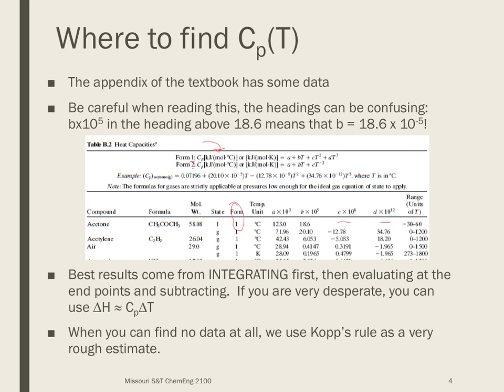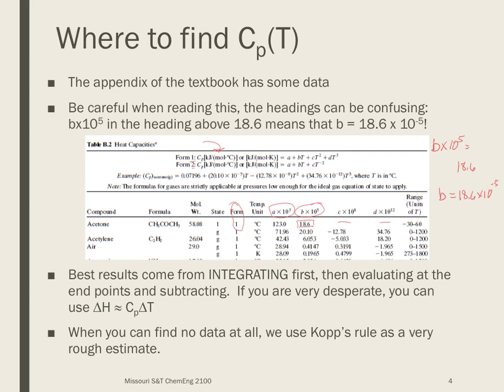The other really confusing thing is that you have to look at these headings. For this first entry for B, what it says is B times 10 to the 5th equals 18.6. You want to know what B is, so solve like algebra, and we find that B is 18.6 times 10 to the minus 5. So be very careful when you read headings like this. If it's stated like this, they mean that you need to solve the little algebra problem.